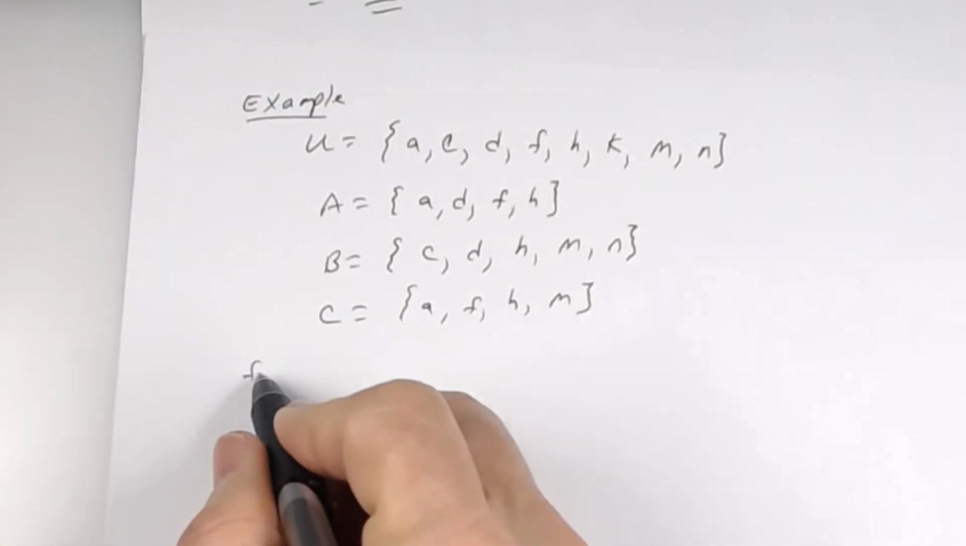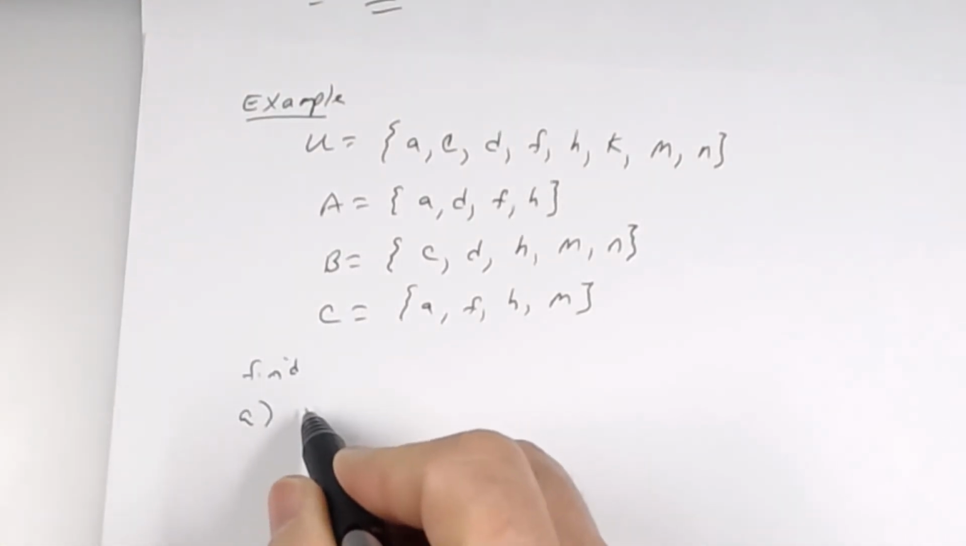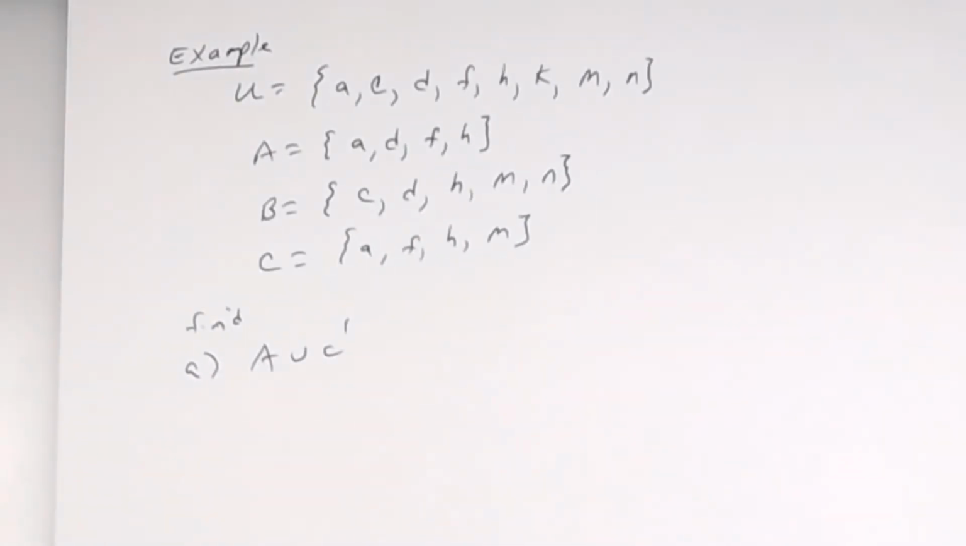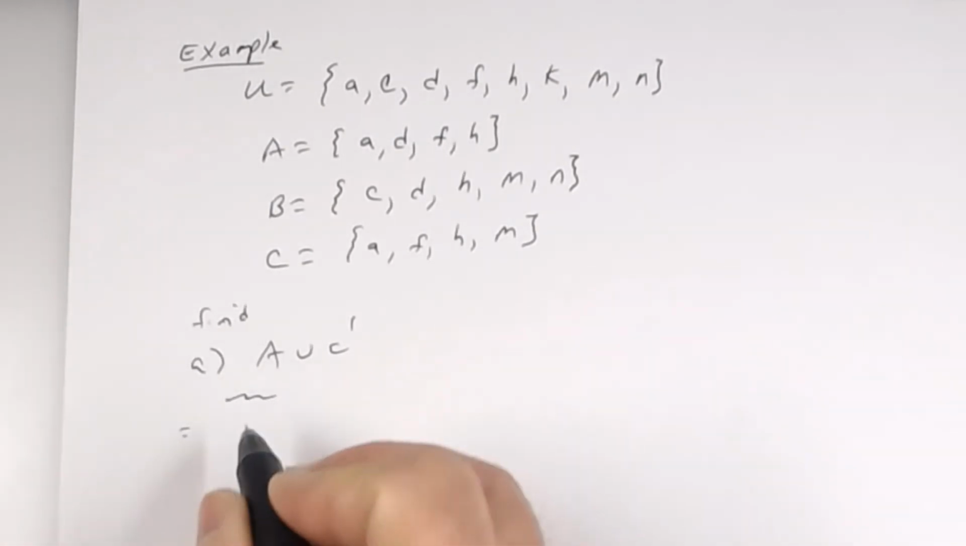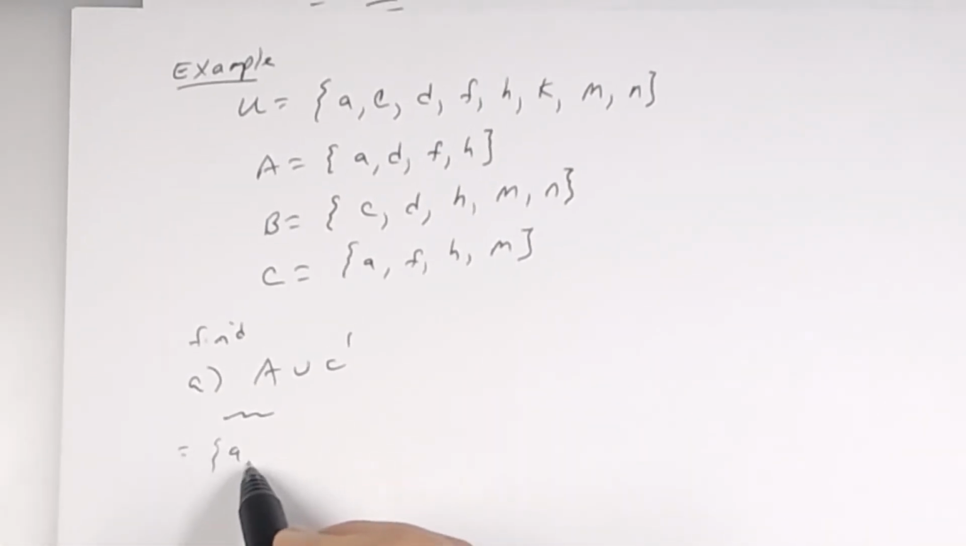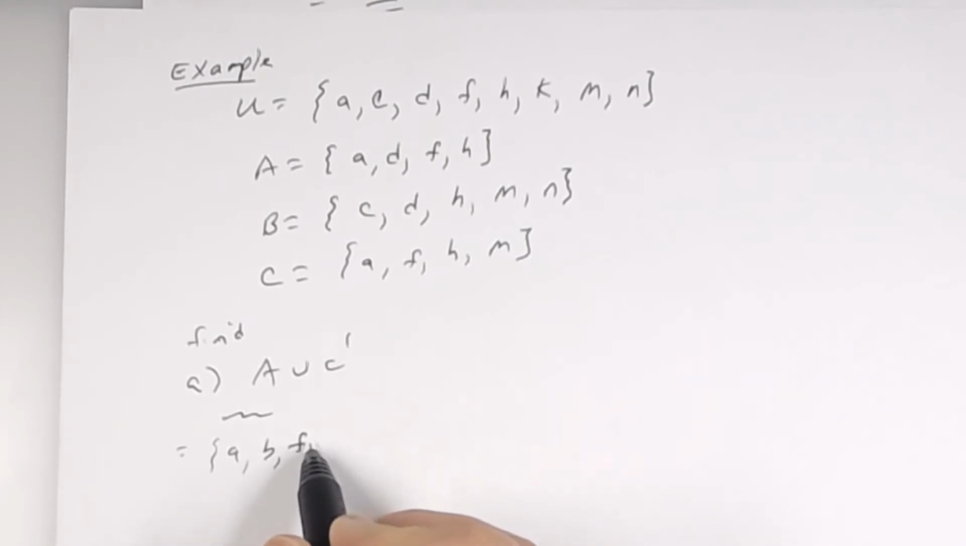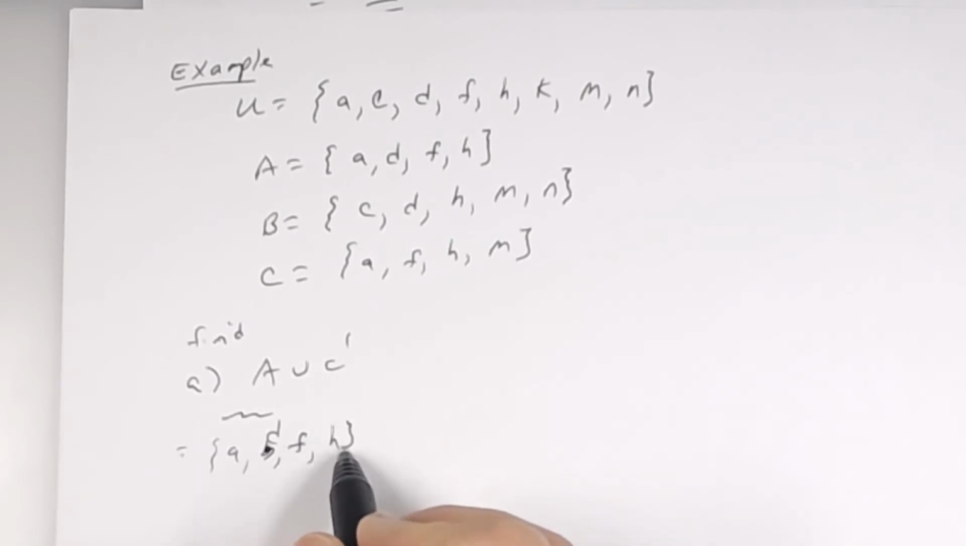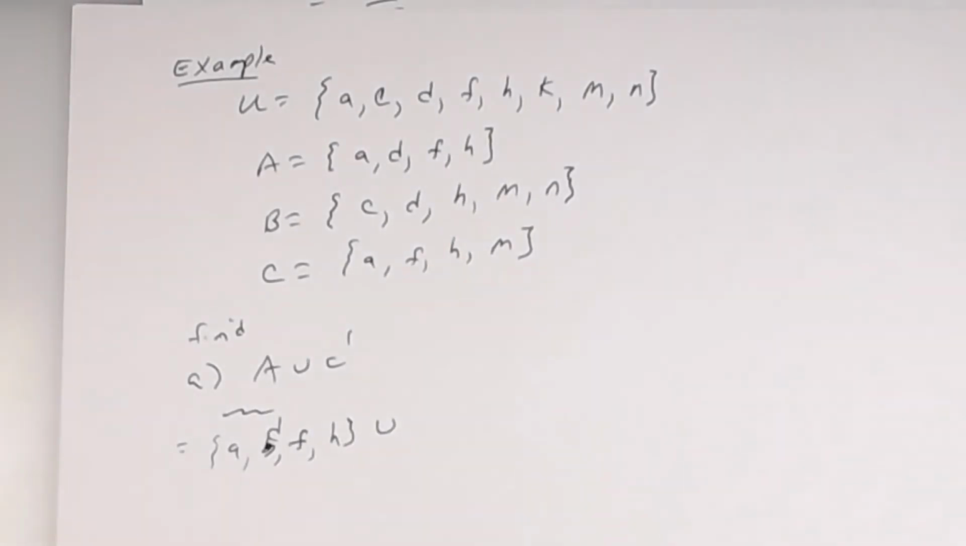All right, let's find these. A union C complement. Based on what we talked about a while ago, it's just another example. Based on our discussion, what are you going to find first? A. All right, you're going to find A first. Okay, no big deal. What is A? So A, I'm going to put that here. A is what? A, D, I'm sorry, D, thank you. A, D, what else? F, and H. I'm going to union that with C complement.